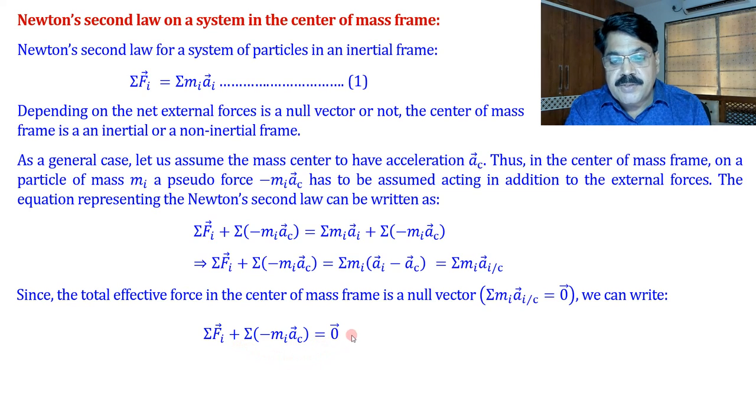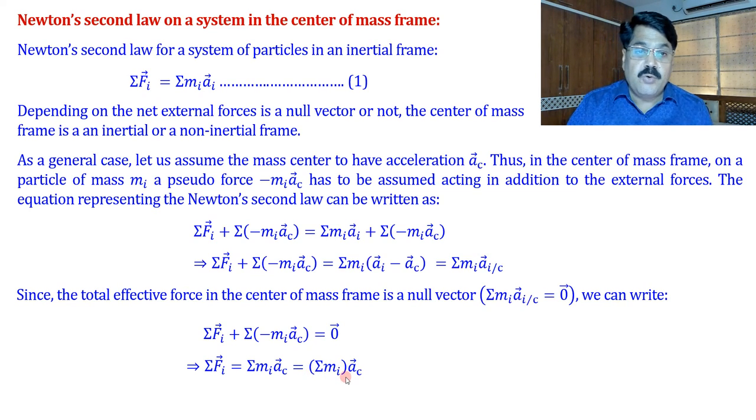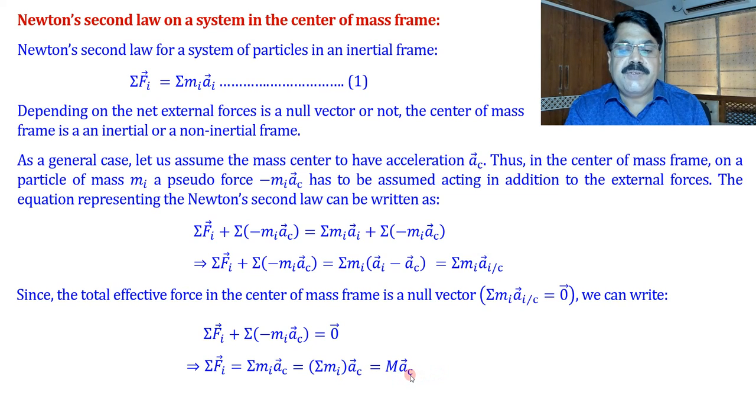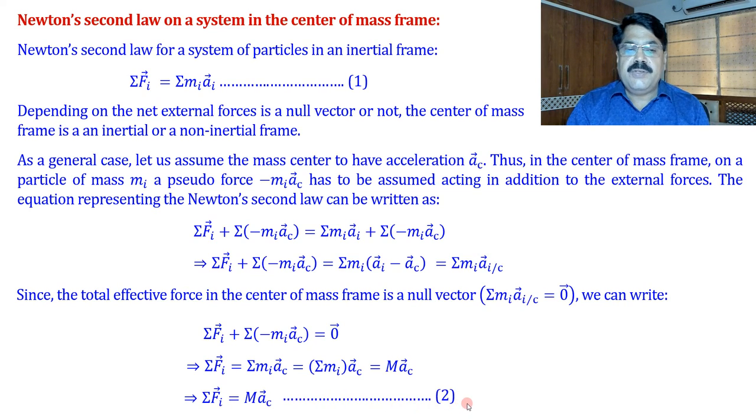Now we bring this on that side. So what you get? Summation Fi is equal to summation Mi AC. Now we can take AC out of the summation sign. So what do we have here? Summation Mi into AC. And this quantity in parenthesis, what does it represent? The total mass of the system. And we denote it by capital M, as we usually do. So what you can write here? Capital M into AC. So what you get? Summation Fi is equal to M into AC. Equation number 2. This is a very important equation.